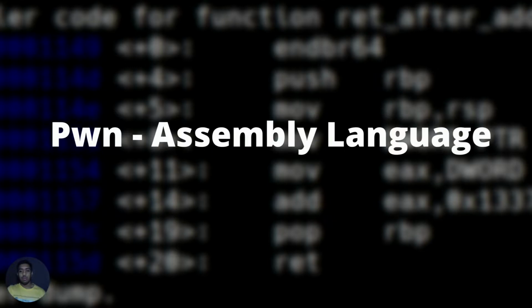In this video, we will familiarize ourselves with the assembly language. Assembly language is the intermediate level language to which C code is converted before converting into a binary or executable format. Before we dive into assembly language, we'll first take the time to understand what registers are.